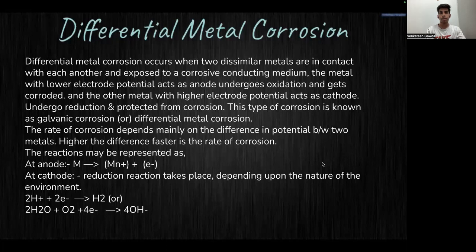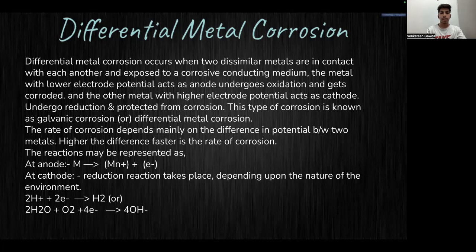Now we shall discuss the types of corrosion. First is differential metal corrosion. Differential metal corrosion occurs when two dissimilar metals are in contact with each other and exposed to a corrosive conducting medium. The metal with lower electrode potential acts as the anode, undergoes oxidation and gets corroded, and the other metal with higher electrode potential acts as the cathode, and it undergoes reduction and gets protected from corrosion. This type of corrosion is known as galvanic corrosion or differential metal corrosion. The rate of corrosion depends mainly on the difference in potential between the two metals. The higher the difference, the faster the rate of corrosion.